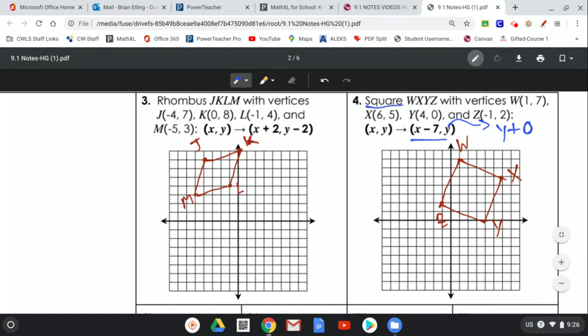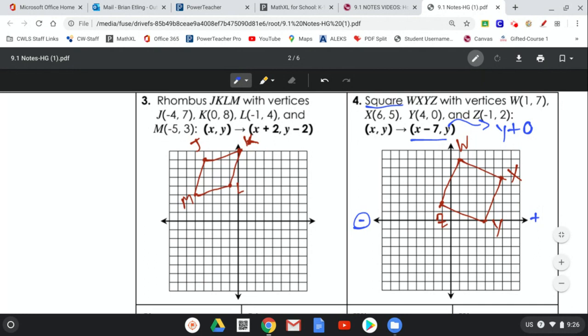So all we have to do for this one is shift it horizontally. Okay, and if you look at it, it says x minus 7. So that's the negative direction. That's the positive direction on the x-axis. We're going to go in the negative direction. So all we're going to do is just shift this graph over 7 units.